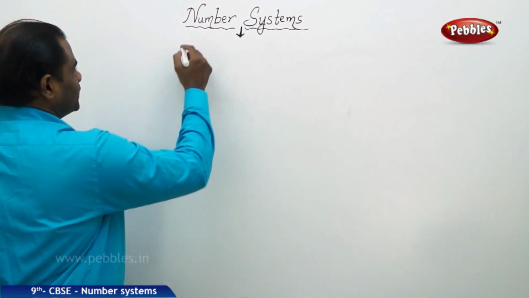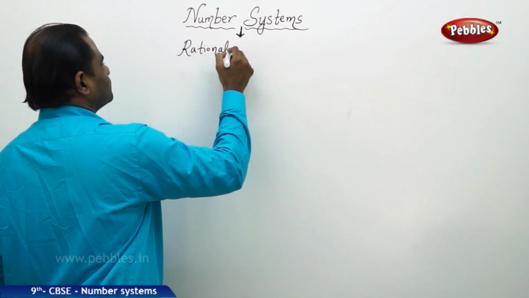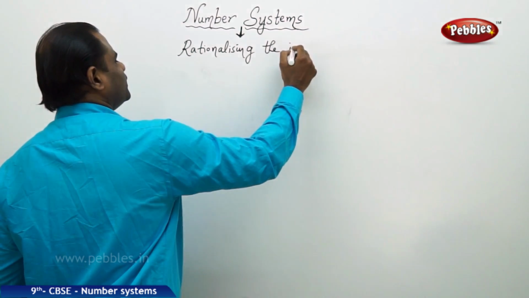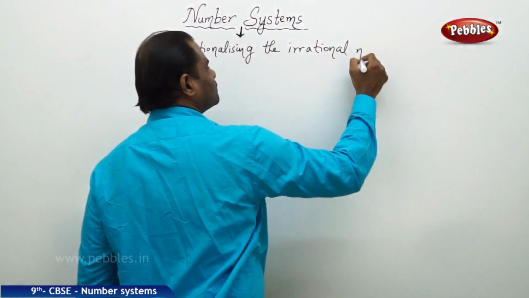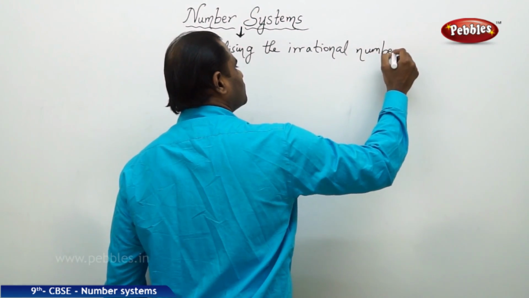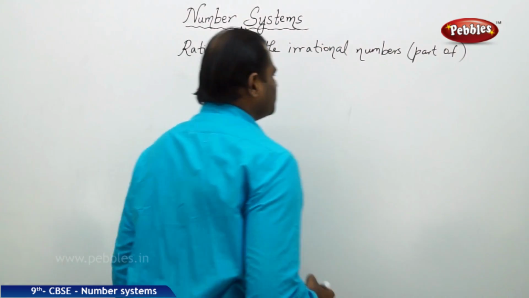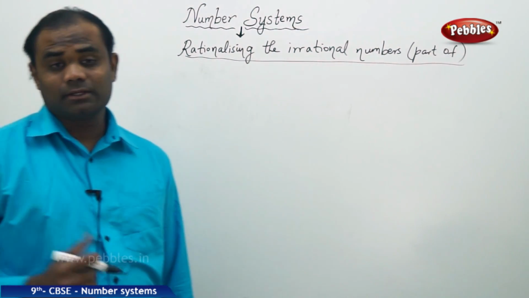Now next, let's see how to rationalize the irrational numbers. So the concept here is rationalizing the irrational numbers. Let's see how this can be done.